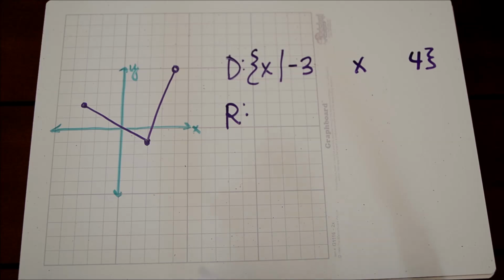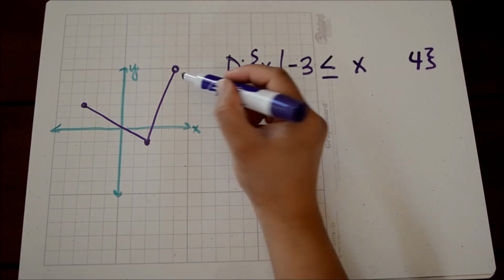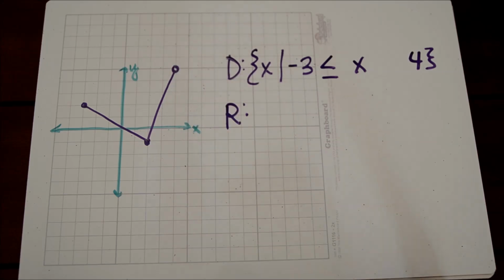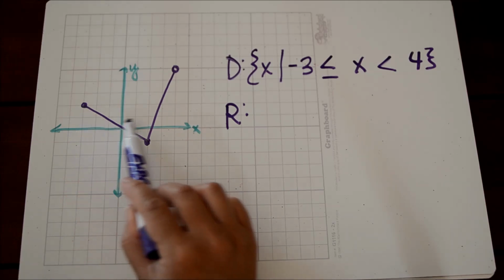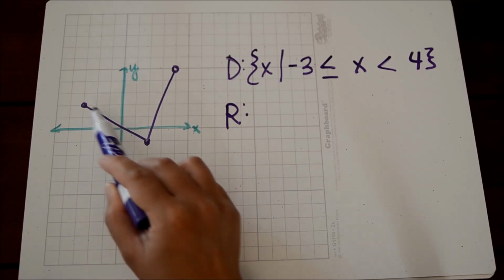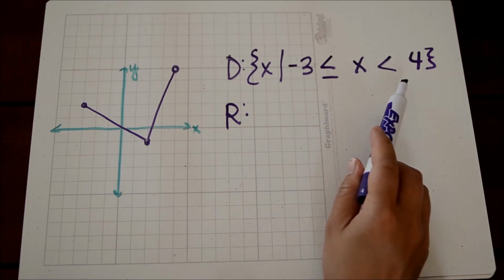X goes in the middle. At negative 3, I have a closed circle, so that's less than or equal to. At positive 4, it's an open circle, so we're going to use the less than symbol. So our domain values are all x values between negative 3 and 4. It does include negative 3, but it does not include positive 4.